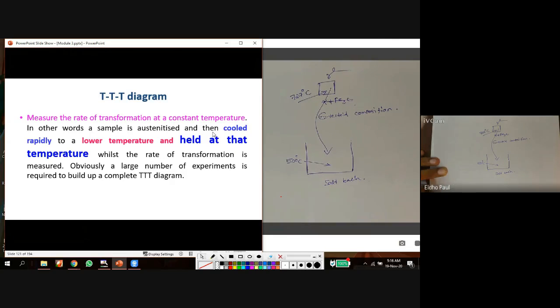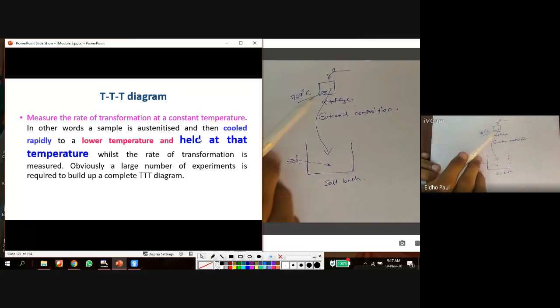What happens? Of course, the sample temperature is equal to or greater than 727 degrees Celsius. When you dip it in this salt bath, there will be rapid cooling. So I cool rapidly to a very low temperature. And the next step is very important: it is then held at that temperature for a long time.